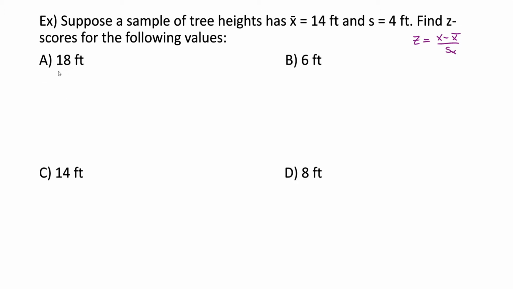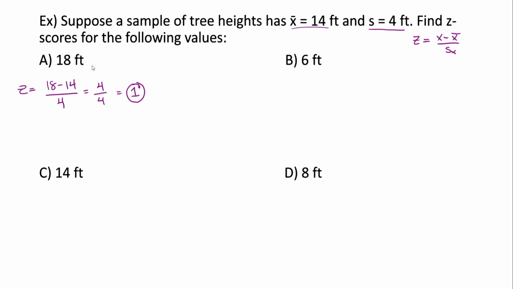For part A, we want to figure out what the z-score is for 18 feet. So we know z is equal to 18, which is our x in this case. We were told our mean is 14, so that's x bar. So 18 minus 14 over the standard deviation, which we're told is 4. So this becomes 4 over 4, which is equal to 1. What this tells us is that 18 is 1 standard deviation above the mean, and it is. If we add 1 standard deviation, which is 4, to 14, we end up with 18, which is the value we get here.